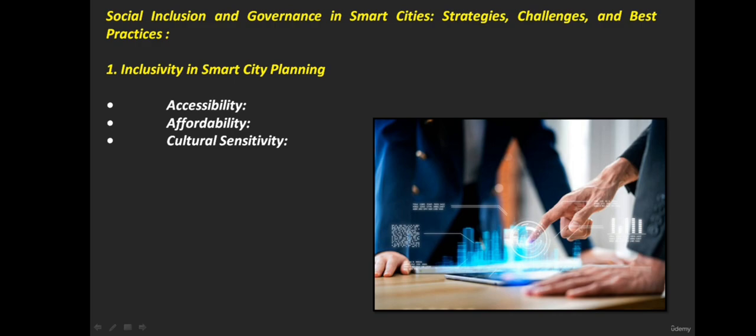The first will be accessibility. Ensure that the public spaces, transportation systems and digital services are accessible. Second will be affordability. Smart city services and infrastructure should be affordable to all income groups. Third will be cultural sensitivity. Take into account the cultural diversity of the population when designing the public spaces and services too.